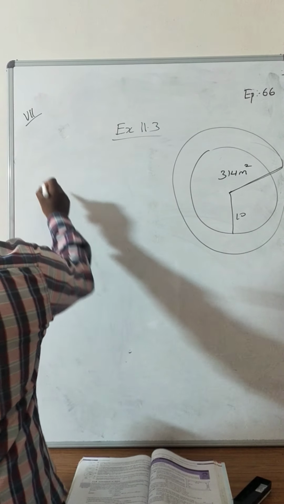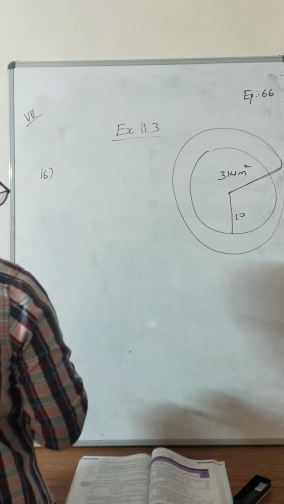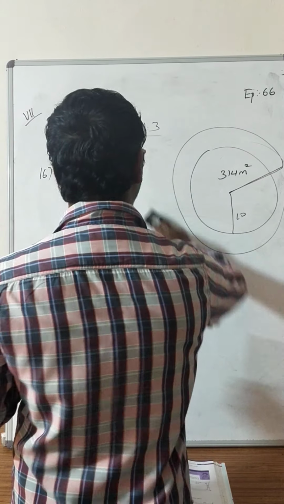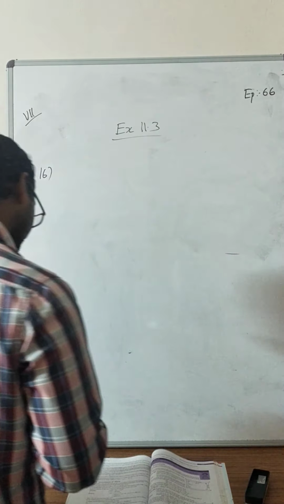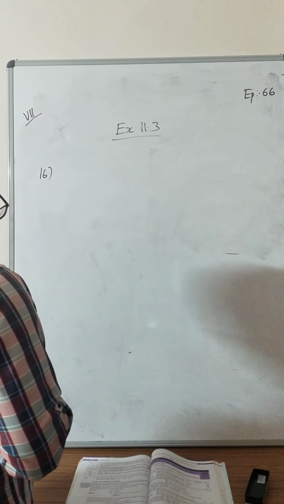Now let's move on to the 16th one. The 15th one is homework for you. It's very easy. Look at the 16th one. How many times must a wheel of radius 28 centimeter rotate to go 352 meter?